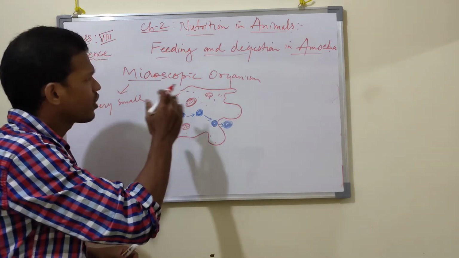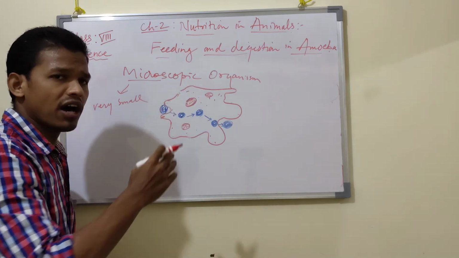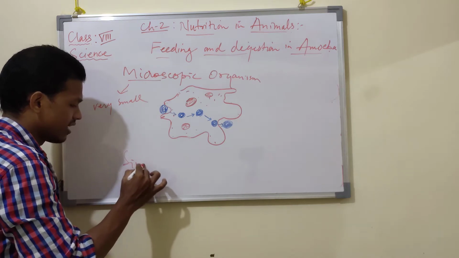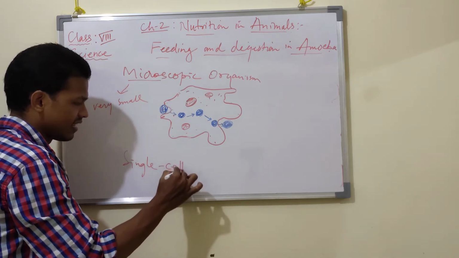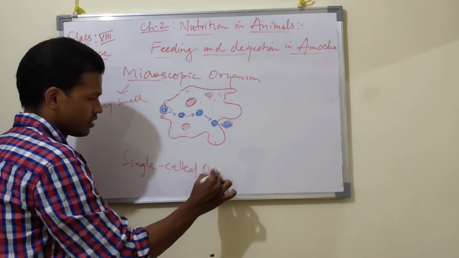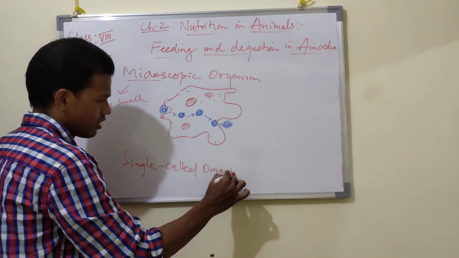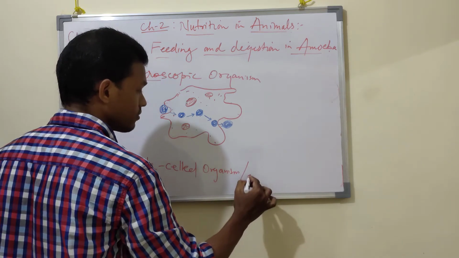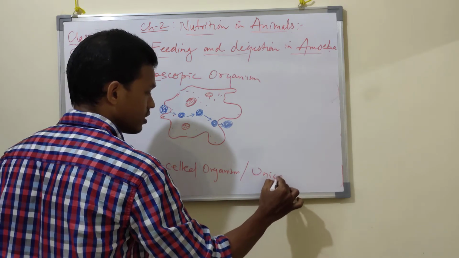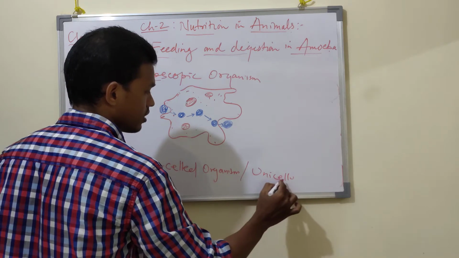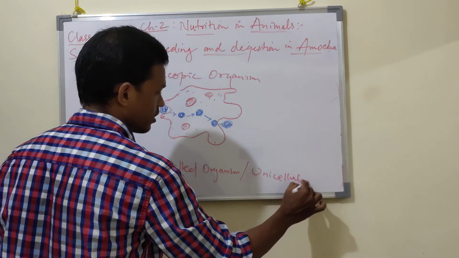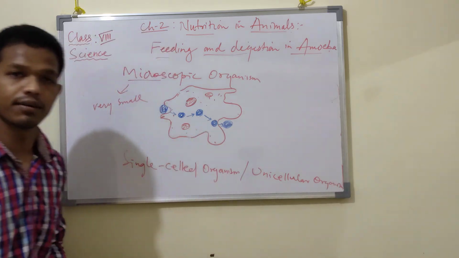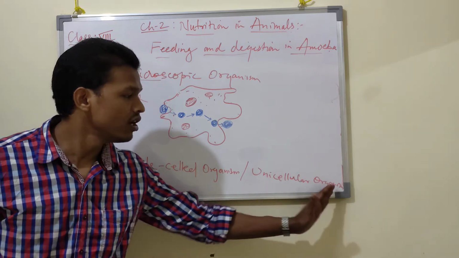So this microorganism, amoeba, is also called a single cell organism, or a unicellular organism. Why is it called a single cell unicellular organism?